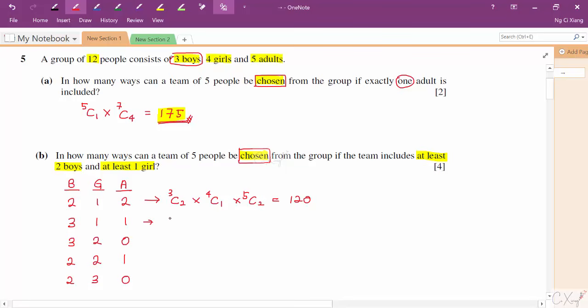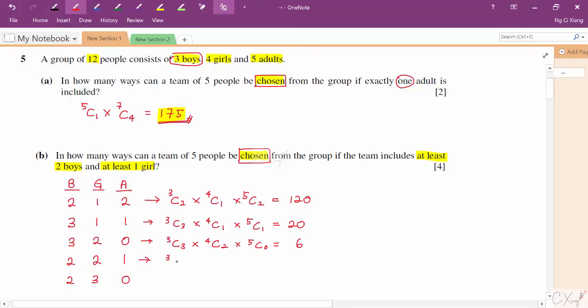Second case, we do the same thing. 3 boys, you want to choose all 3. 4 girls, you want to choose 1 only. And 5 adults, you want to choose only 1, which gives 20. Third case, all the 3 boys are included, so it will be 3C3, multiplied with 2 girls, 4C2, and 0 adults, 5C0. For this case, you should get the value 6.